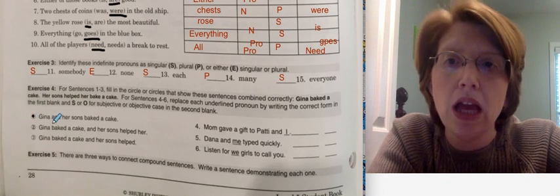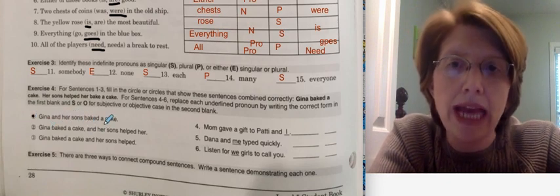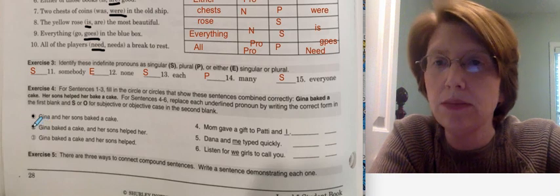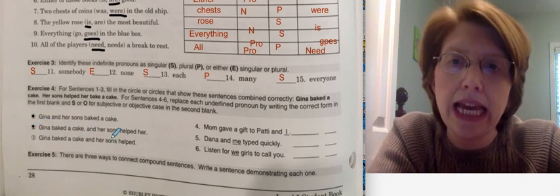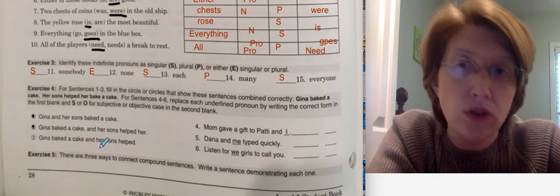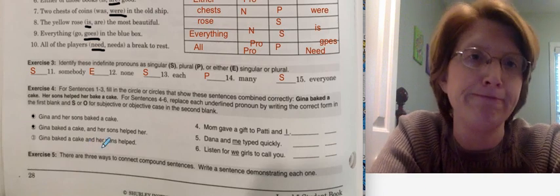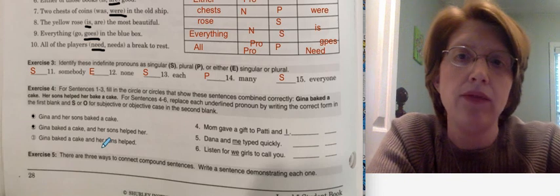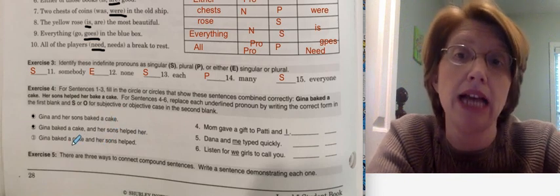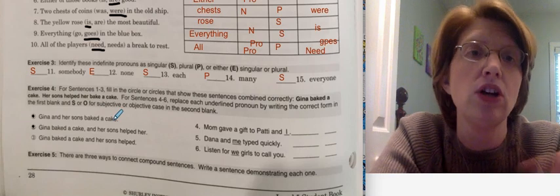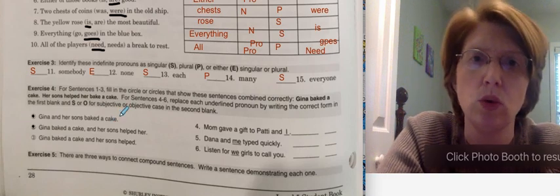Okay. Gina baked a cake, comma, and her sons helped her. Yes, because they put the comma and. Okay. Gina baked a cake and her sons helped, with no comma. That's not correct. If we have and then we've got another subject and another verb, it has to have a comma and. We talked about that right before we left school.